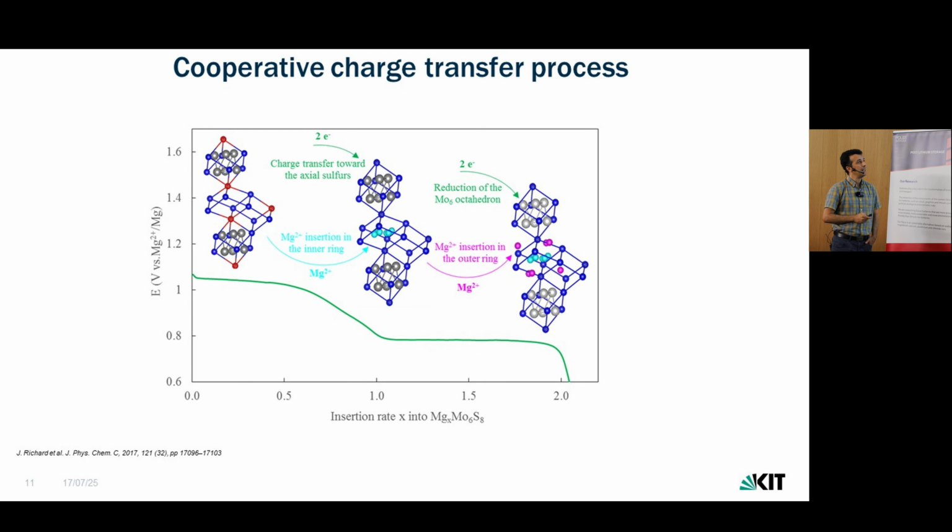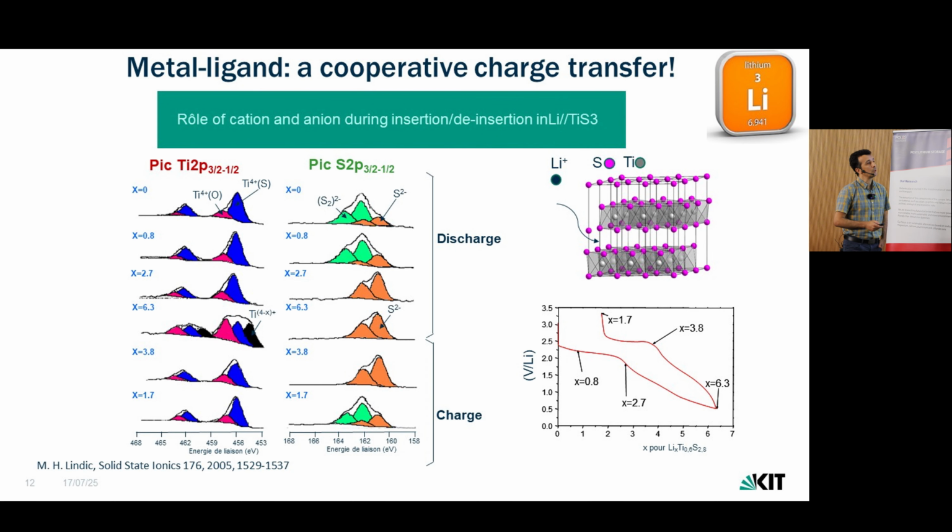So the question is, what happens in a lithium system when there is a metal sulfide structure? We can learn also from the first materials, like titanium sulfide in lithium batteries. We don't have a cluster of molybdenum in this case. This is a punctual metal. So in this case, we have two kinds of sulfur. We have sulfur anions and disulfur anions.